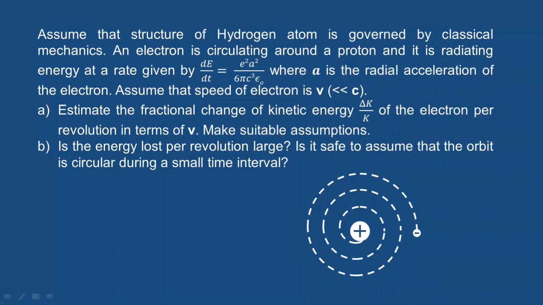The second part of the question was, is the energy lost per revolution large? We just established that it isn't. The energy lost is very small. So it is safe to assume that the orbit is circular.